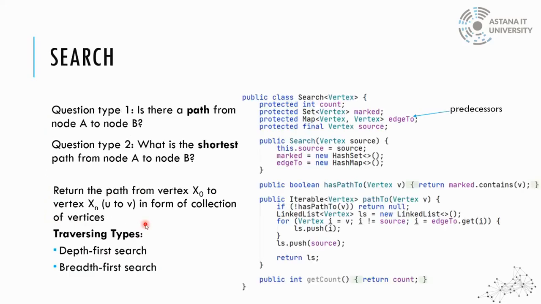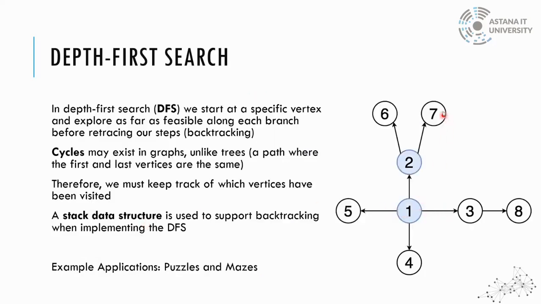So searching. The question is how to figure out if there is a path from node A to node B. I'm not asking whether I have adjacent vertex B for vertex A. It's not about the adjacency list, it's about the path itself. So the path is a collection of vertices that is formed from edges. Let's say, in order to get from the first node to node 7, I should take this path, like from 1, 2, and 7. Like that.